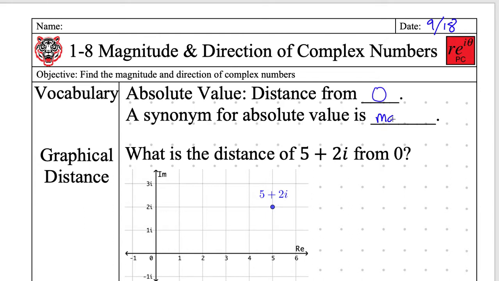Wait, how do you say that again? Say that word again? Magnitude. That one word. Synonym. I can't say that. Oh yeah, it is hard.